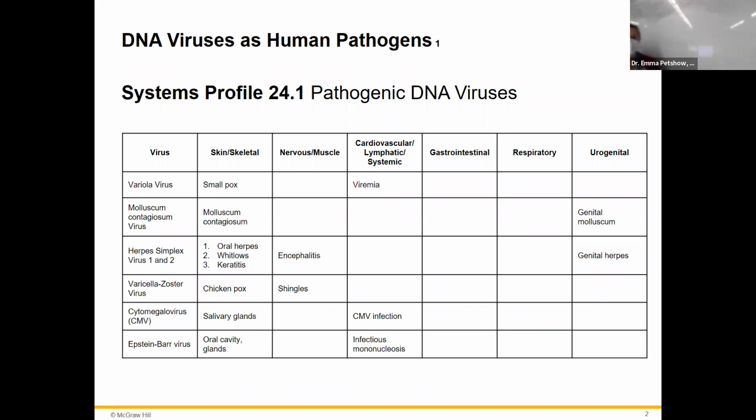So what is the virus? Molluscum contagiosum. Where is it going to affect? Skin, skeletal, or urogenital, right? Herpes simplex, we can see oral herpes, Whitlow's, keratitis, encephalitis, or genital herpes. Varicella zoster. I would start here if viruses are not your thing. If you already know the clinical and locations of these common viruses, then you can move into more things about the viral cycle, replication, or how the body's going to respond. But I would start with the virus itself and where it's affecting the body, because that's your clinical association.